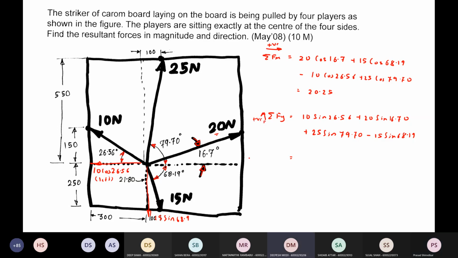Sir, how did you mark that arrow downwards, upwards in the given figure? Means why did I mark it in this way? Because it is given, na? It is being pulled by the four players. Okay, so four players are sitting at the center of the carom board and they are pulling. So the direction of the force will be towards the player.